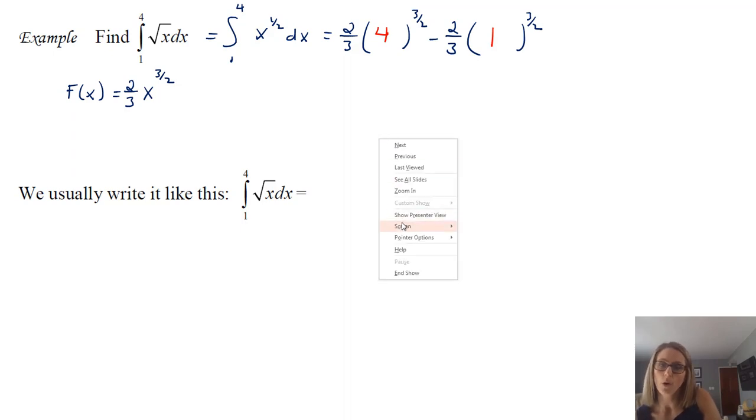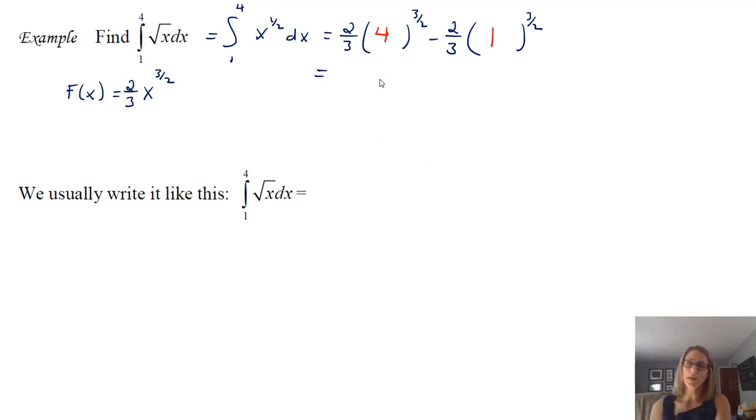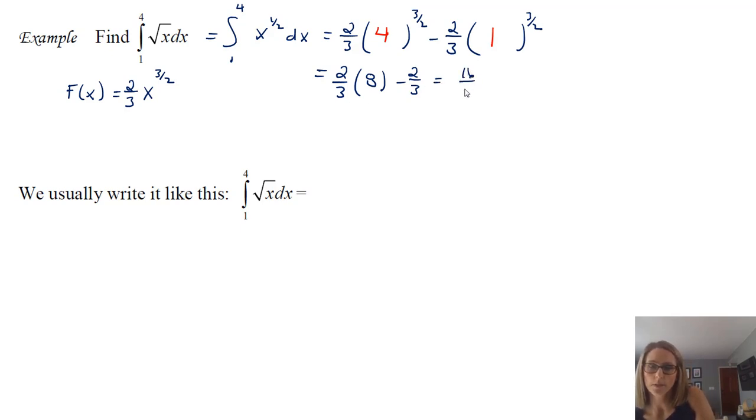And as we talked about in the previous video, because we are talking about numbers here, this answer is going to be a number. It's a representation of area from 1 to 4. So we have 2/3, and then 4 to the 3/2 would be 4 to the 1/2, which is 2, and then 2 cubed, which is 8. And then, of course, 2/3 times 1 to the 3/2 is just 2/3. So we have, you can write it out if you want, 16/3 minus 2/3. That's going to give you 14/3. And I mean, that's it. That's the answer for it.